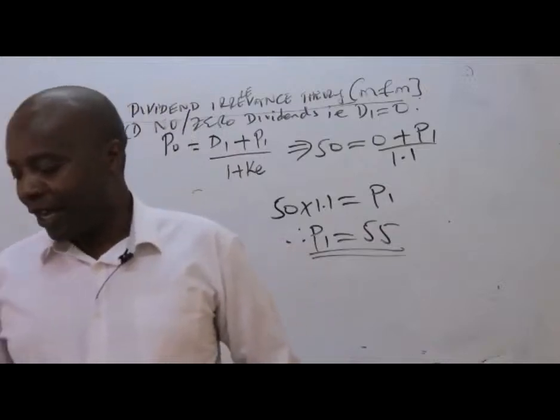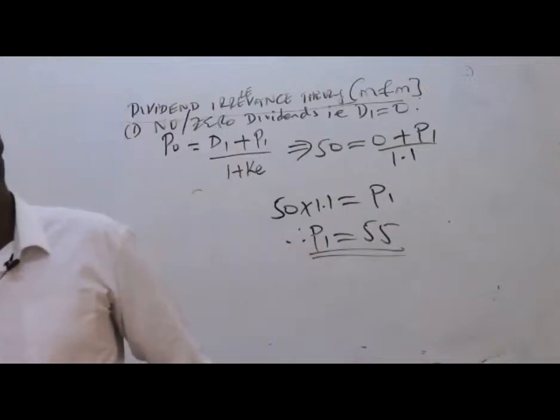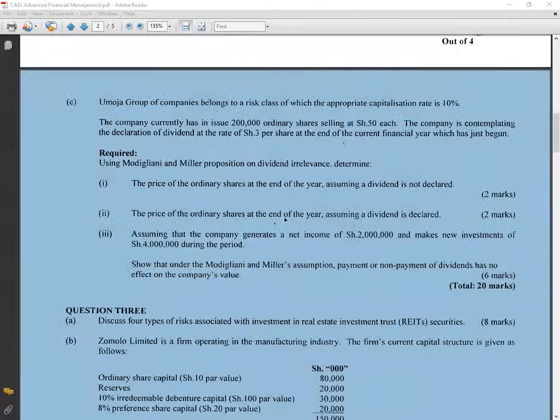All of them. How about Roman 2 of this question? The price of the ordinary shares at the end of the year, assuming that a dividend is now declared. I like this. Assuming that a dividend is declared.